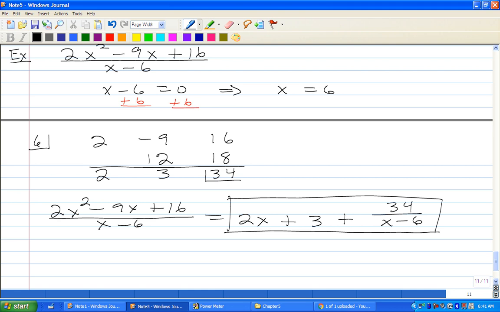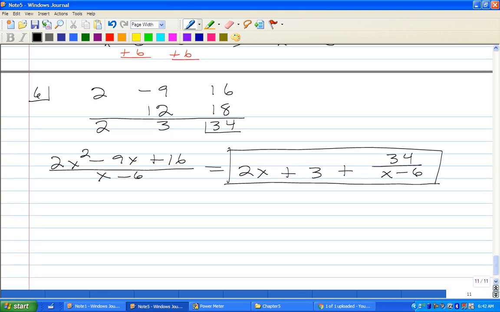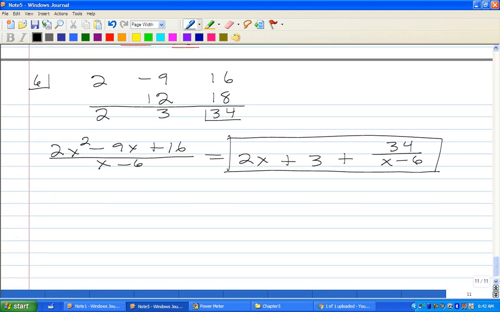So let's redo problem number 36. So we did problem 36 with long division. Let me redo problem 36: x cubed plus 5x plus 6 over x minus 4.